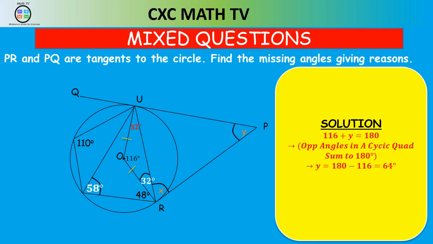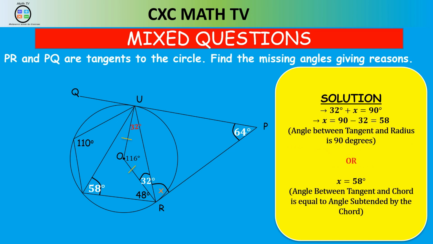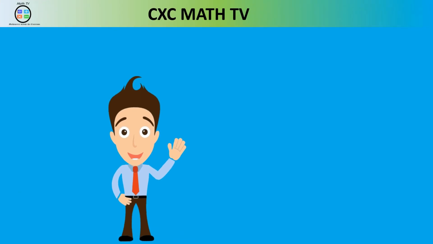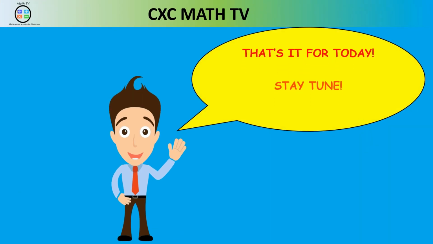Now we need to find angle x. To find angle x now, we know that 32 plus x is 90. And so x is 90 minus 32, which is 58 degrees. That's because the angle between a tangent and a radius is 90 degrees. Or you could have looked at it and saw that the angle between a tangent and a chord is equal to the angle subtended by the chord in the alternate segment. So you see the 58 degrees in white? Right there, we can say x is 58 using the alternate angle theorem. So we can replace those now with 58 degrees. And that completes the diagram right there, and that completes the question.